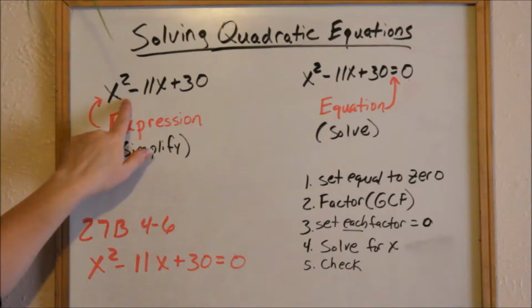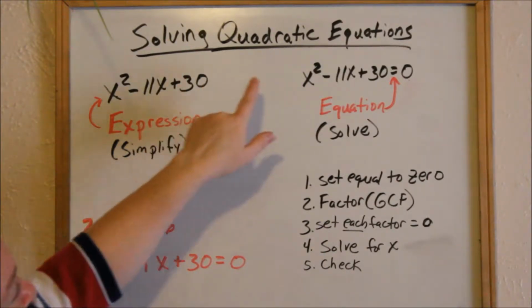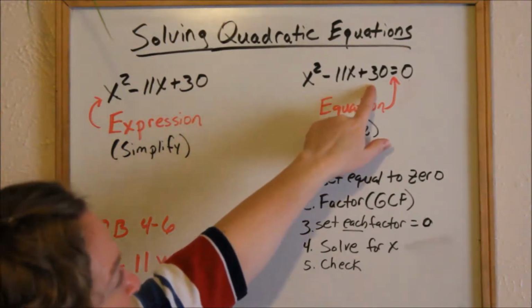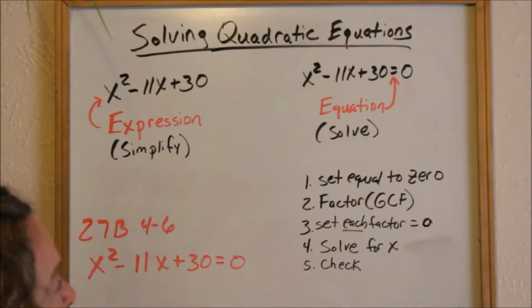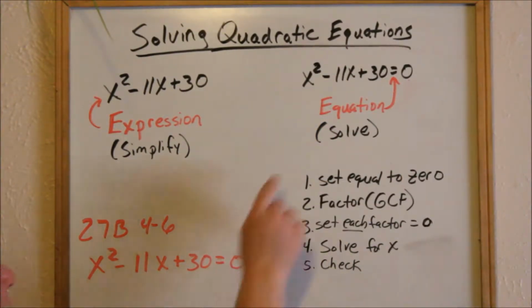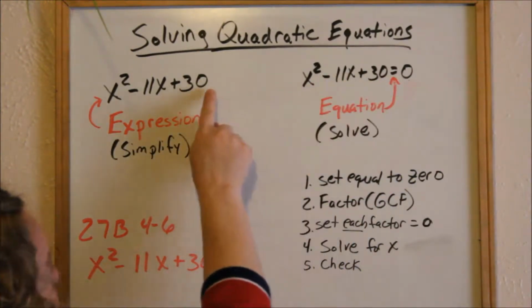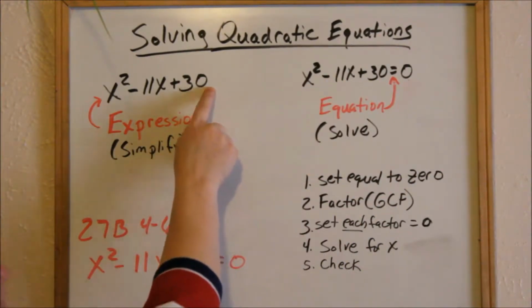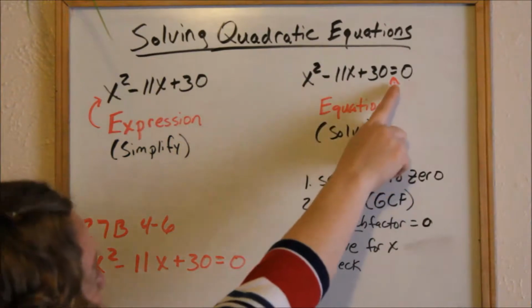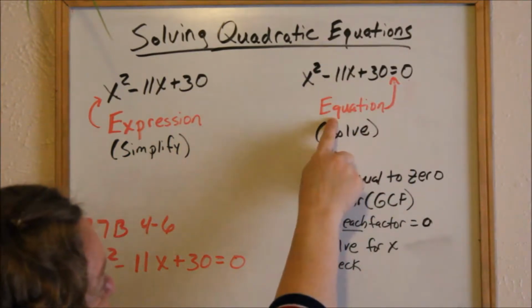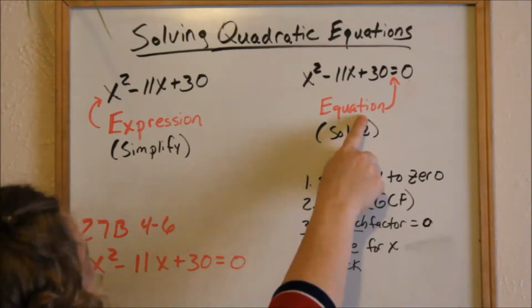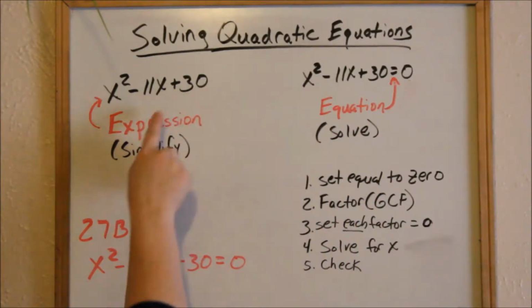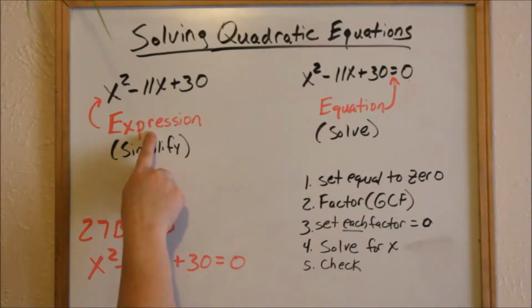Now look at x squared minus 11x plus 30, and then look at x squared minus 11x plus 30 equals 0, and tell me the difference between those two things. Notice one has equal to 0 and the other one does not. When you have an equal sign, that is called an equation because you have an equal sign. When there is no equal sign, this is called an expression.